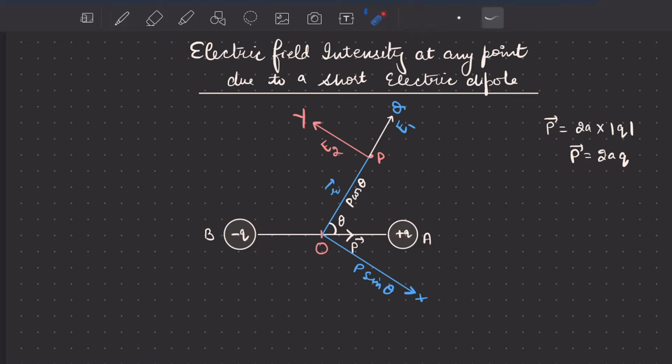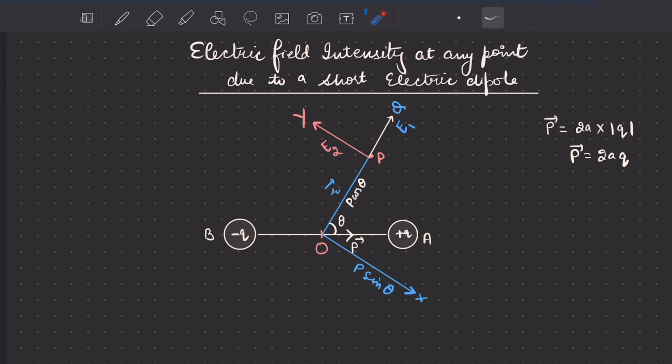Now, how can I say that this PY also represents the component p sin theta? If we carefully observe these particular lines PY and OX, we can see that these two lines are parallel. Therefore, if this OX is representing p sin theta, then this PY will also represent p sin theta, and hence I can say that point P is lying along the axial line of the component p cos theta, while point P is lying on the equatorial line of the component p sin theta.